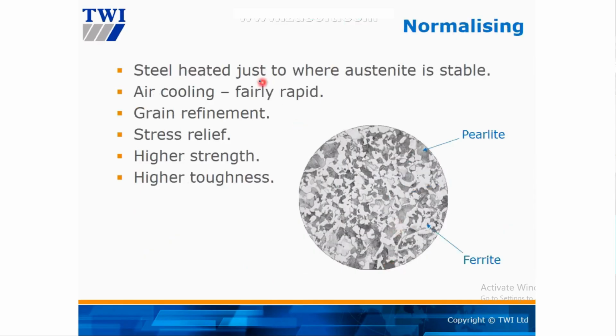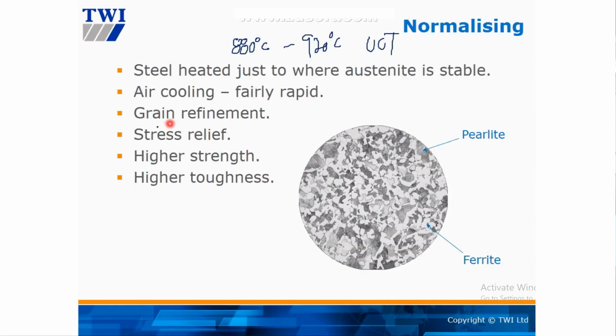All right, normalizing. Again, they heat up to 880 degrees C up to 920 degrees C. This is above the upper critical temperature, still heated just to where austenite is stable. Air cooling, fairly rapid compared to annealing. It's quite fast. After 900 degrees C, take the material out from the furnace and let it cool in air.